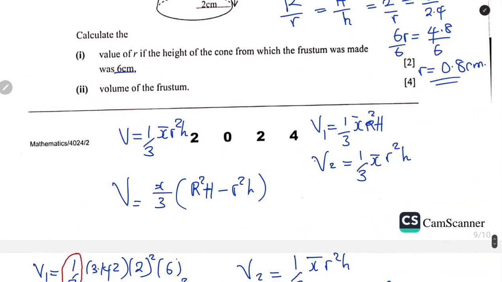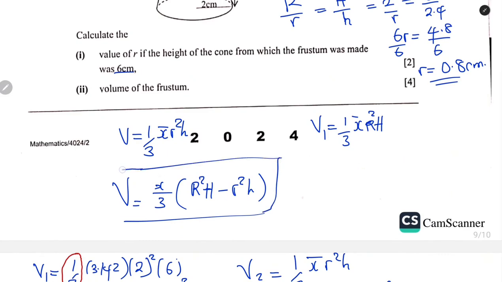If you had used the combined formula directly, it was going to give you the same answer. So try out if it will give you the same answer. Otherwise, we can end here.